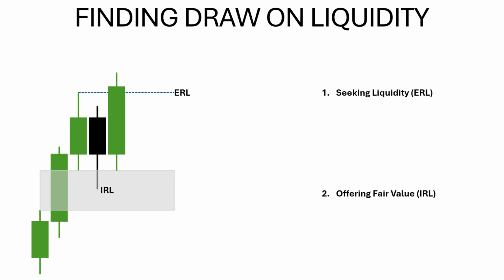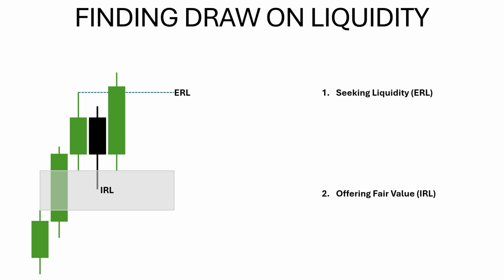In order to easily and consistently identify draw on liquidity, you need to understand that price is only doing two things. It's either drawing to highs or lows, or it's trying to rebalance, trying to go back to these imbalances that it left. Just those two things. First, it's trying to seek liquidity. When it's seeking liquidity, it's taking out the highs or the lows. In this example, you can see it just took out that swing high.